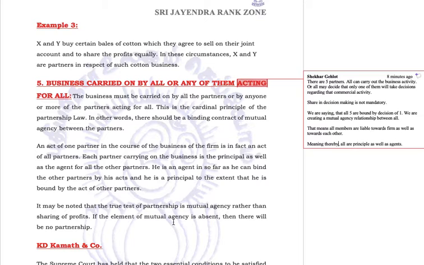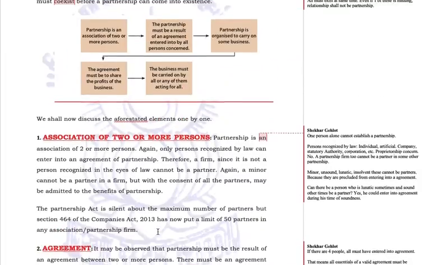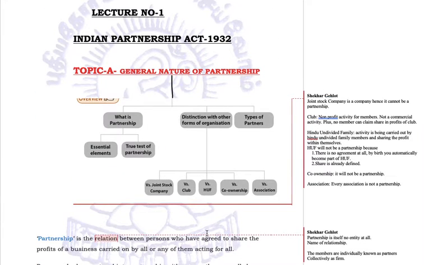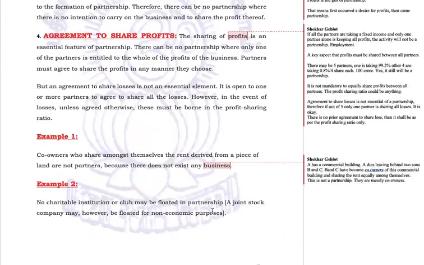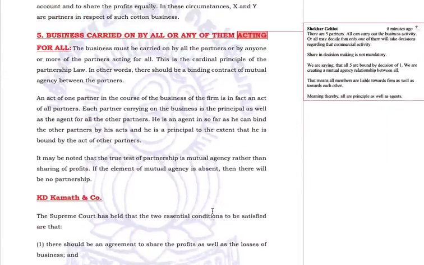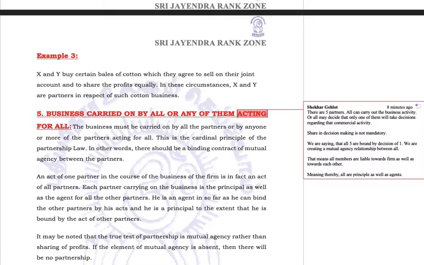If the element of mutual agency is absent, then there will be no partnership, because when there is no mutual agency, that means there is no agreement to bind each other. When there is no agreement to bind each other, what would it be? It would be a co-ownership. It will be merely some association for profit or a co-ownership. If you are not individually binding each other, holding yourself responsible for the acts of others, it will be merely a co-ownership or joint ownership if you do not have any mutual agency.